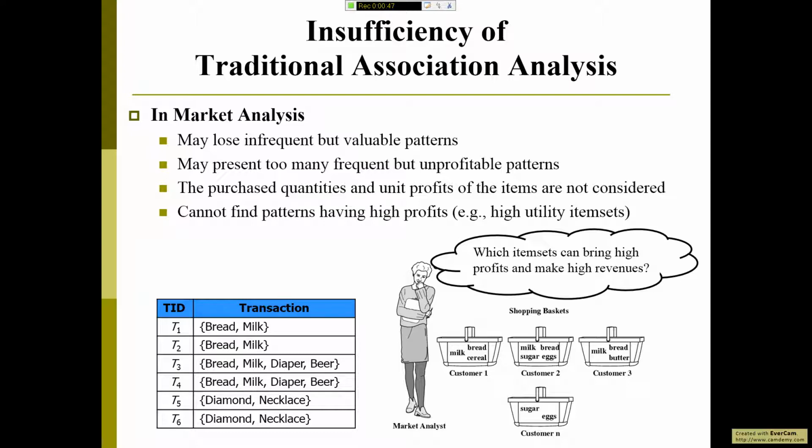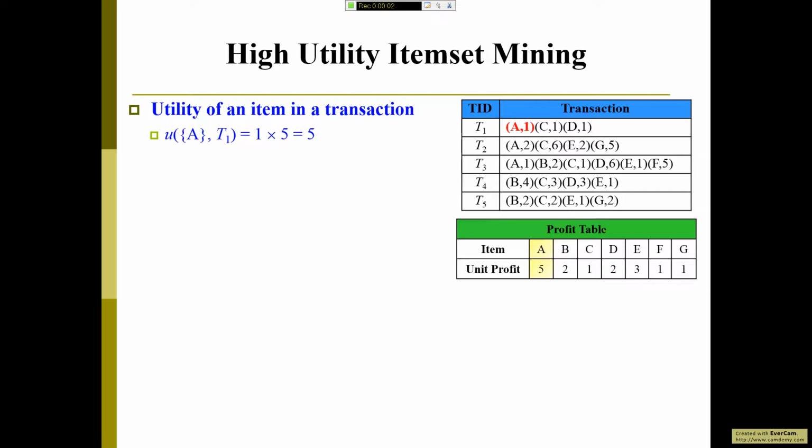High utility itemsets. Let me introduce the technical terminologies and basic concepts of high utility itemset mining. I'll use this database as an example. In the framework of high utility pattern mining, each item has a quantity. For example, A has a quantity of 1. Each item has a unit profit. For example, in the profit database, A has a unit profit of 5.